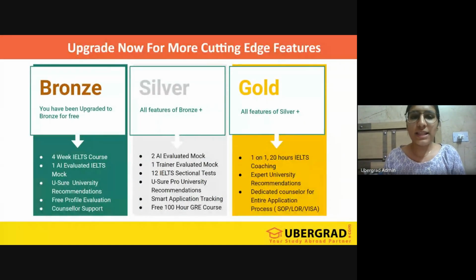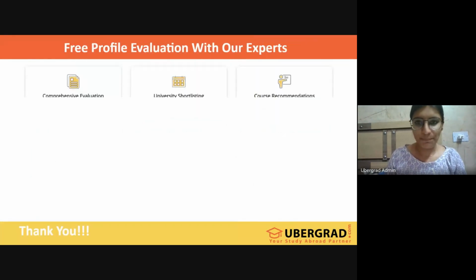Moving ahead, these are the three memberships that are available to you all at Ubergrad. You instantly become a bronze member when you get yourselves registered on the Ubergrad website. Apart from that, we have the silver and the gold memberships with some additional features as displayed on the screen. So for getting yourselves upgraded to any of these two memberships, you can directly go on the website of Ubergrad and get yourselves upgraded there, or you can send in your details in the chat box and I'll get you into contact with the organization.